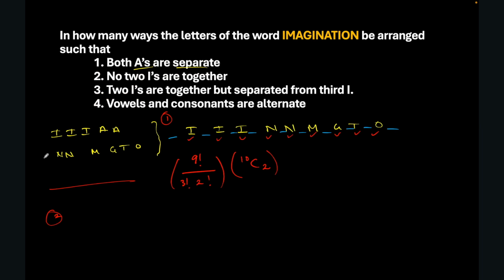Okay, last and final case, which I believe is vowels and consonants alternating. Let's list out all the vowels and consonants. From the word imagination, I think we have 3 I's, 2 A's, and 1 O. So vowels are I, I, I, A, A, and O, 6 of them. And the consonants are N, N, M, G, T, 5 of them. That's it. There are more vowels than consonants.